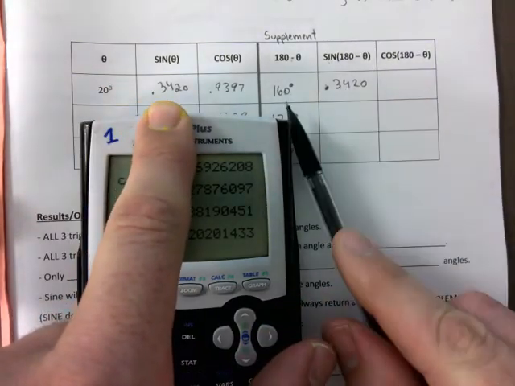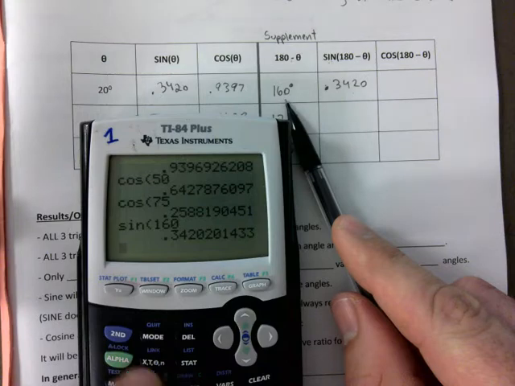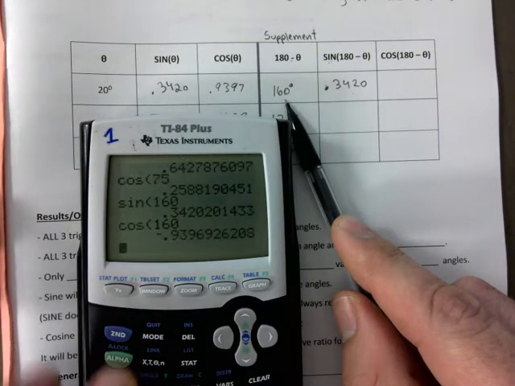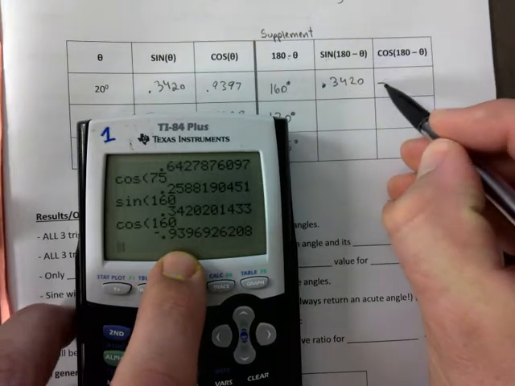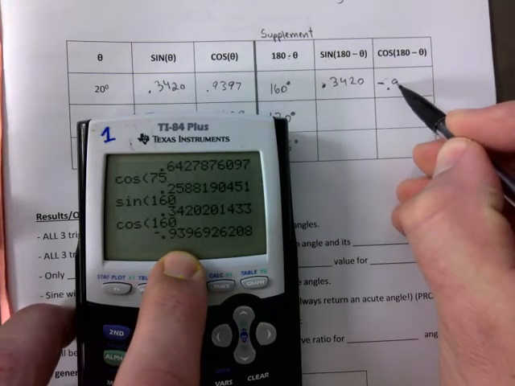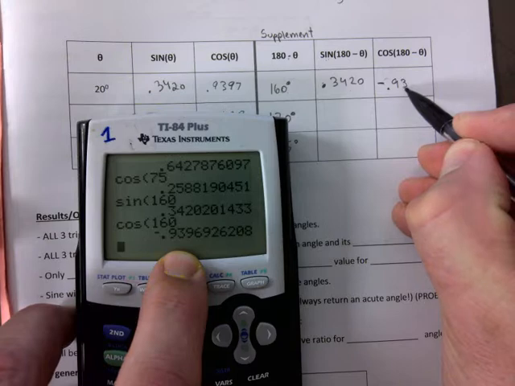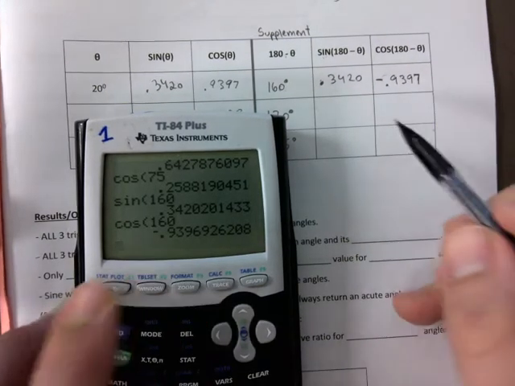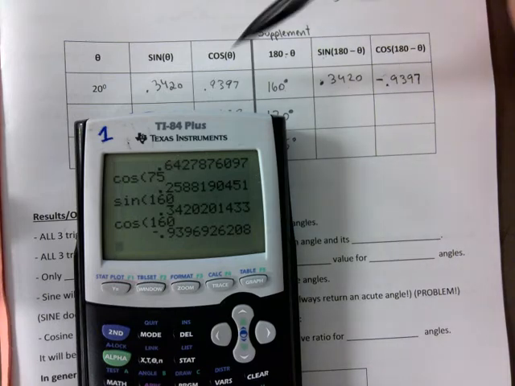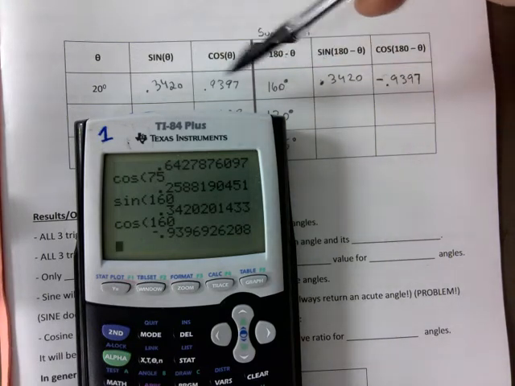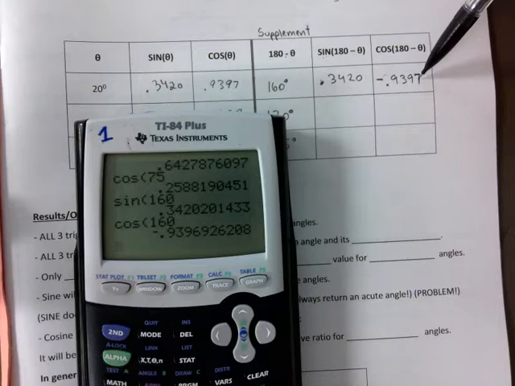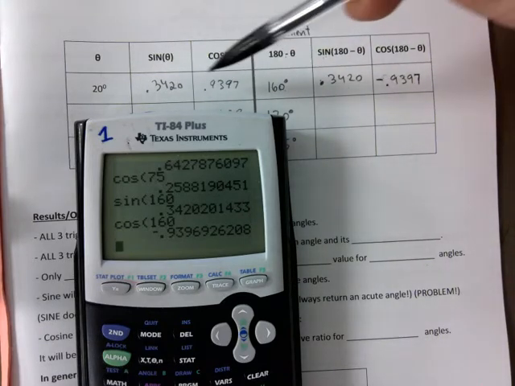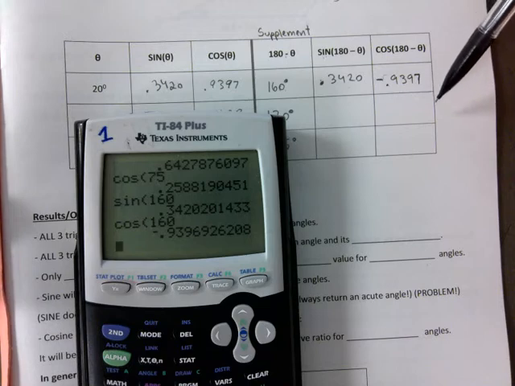What about cosine of 160? Cosine of 160 is negative, big emphasis on that, 0.9397. So what has changed between cosine of theta, which is 20, and cosine of its supplement? The value is exactly the same, but the sign is different. I need you to be able to predict that.